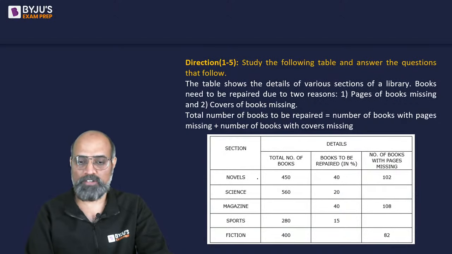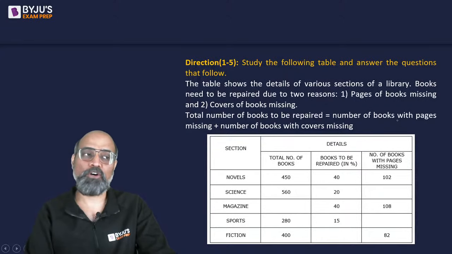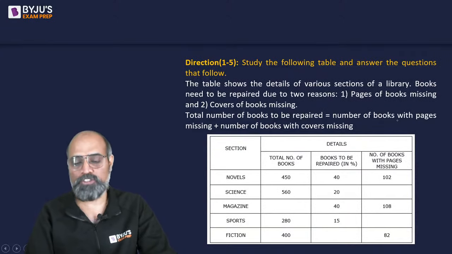So we are given a table where the first column talks about section, as in which type of books we are talking about. The next column is subdivided into three columns where we have total number of books, books to be repaired in percentage, and number of books with pages missing. So should we go ahead and fill up the table, or should we look at the questions before? It all depends on what kind of questions we have.